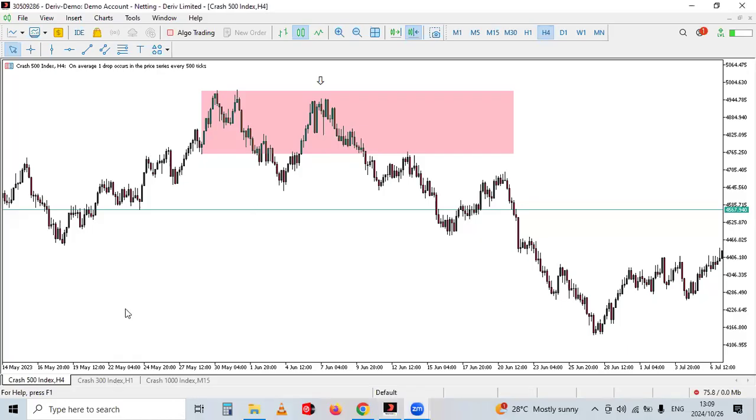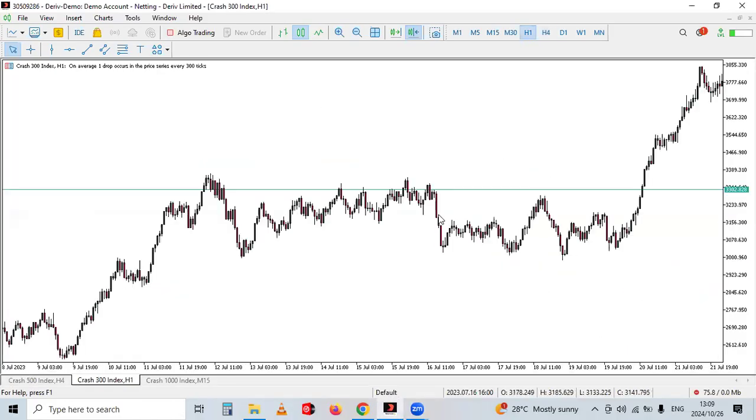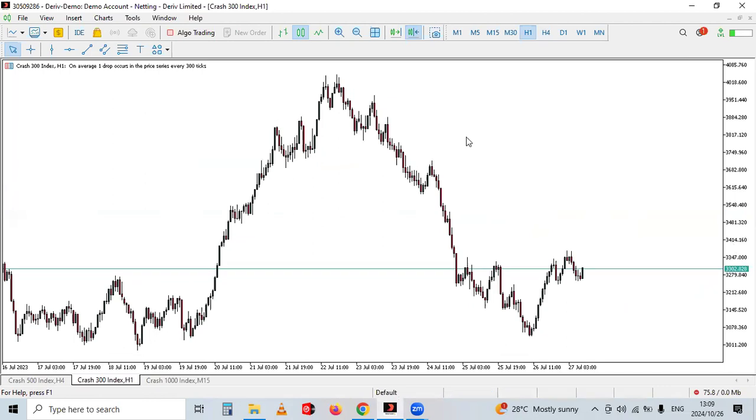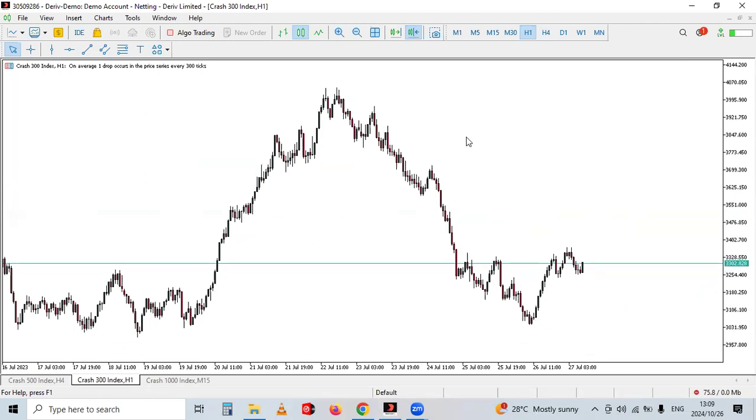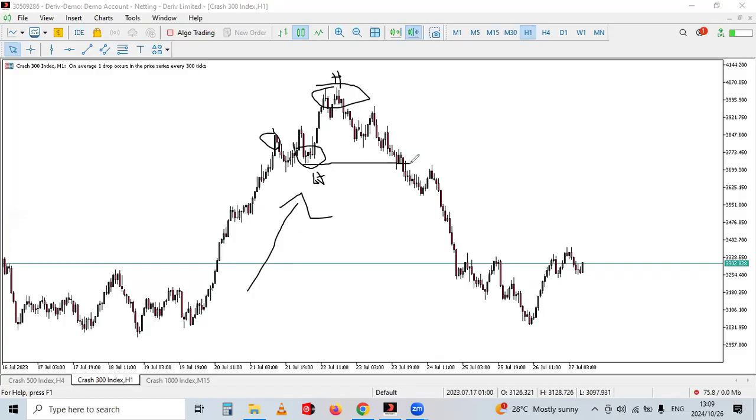So let's go to Crash 1300. This is the hourly chart, so the same applies even here. The market came in an uptrend. You see, this is an uptrend, and these are our levels. So what happens here is that this is our higher high, then this is our lower high. Then the market cleared this lower high here. Do you understand? So we connect that zone as our sell zone. This is a sell zone.